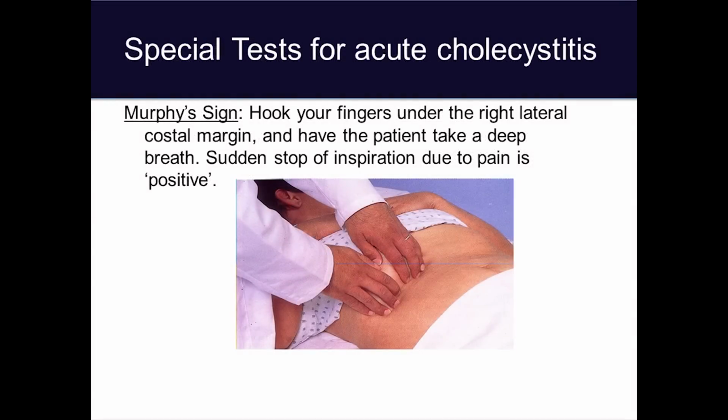If you're considering that a patient might have acute cholecystitis or infection in the gallbladder, Murphy sign might be a test that you do. What you want to do is hook your fingers under the right lateral costal margin and have the patient take a deep breath. A sudden stop of inspiration due to pain is considered a positive Murphy sign. This test has a sensitivity of 65% and a specificity of about 87%. A positive likelihood ratio of 2.8 and a negative likelihood ratio of 0.5.